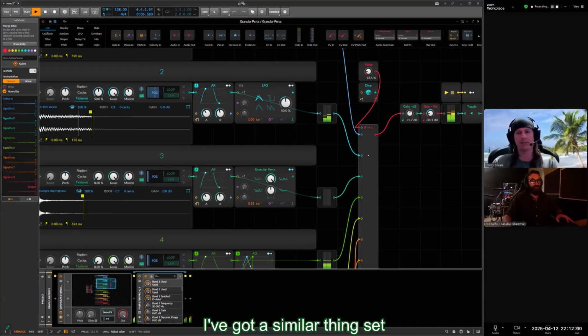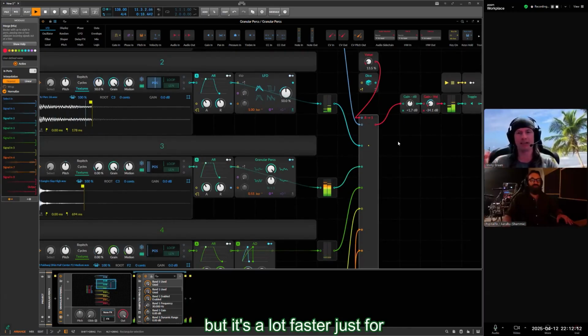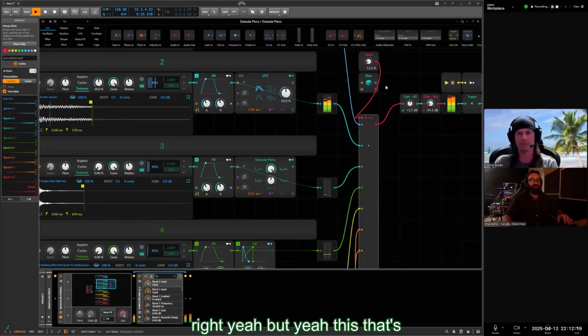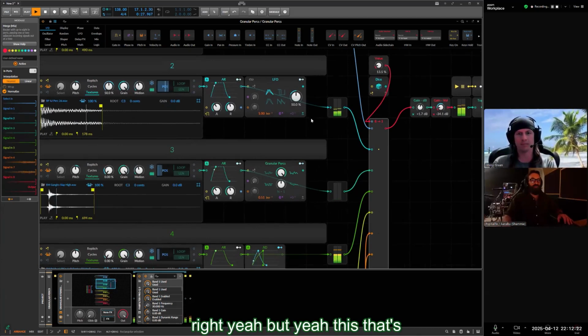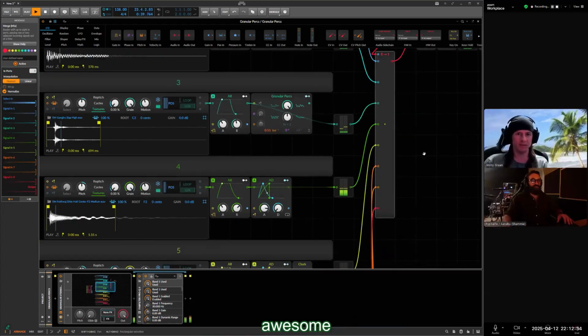I've got a similar thing set up with an arpeggiator and the drum rack, but it's shorter sounds. But it's the same thing. I've got the pitch being modulated and the grain and everything, but it's a lot faster, just for percussive sounds. It's not my thing. It's a hypergeo thing. But yeah, this is great. I'm definitely gonna get some use out of this.